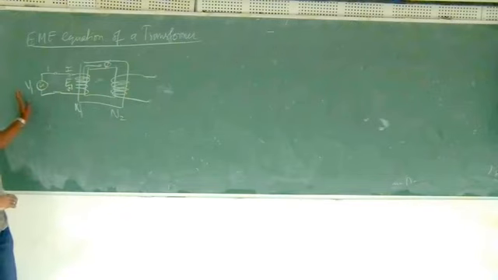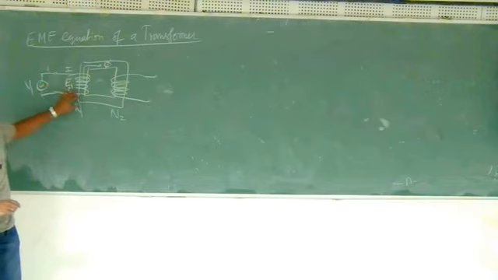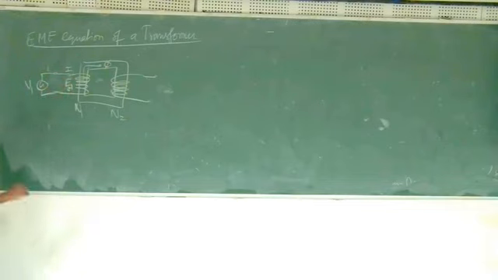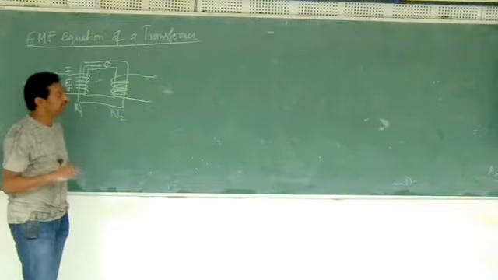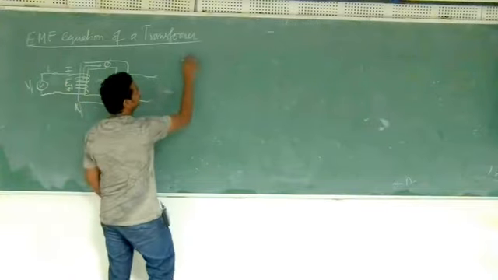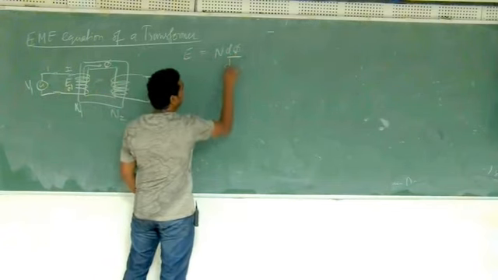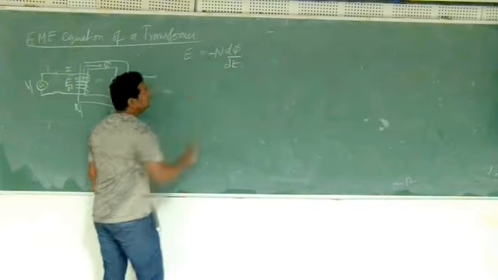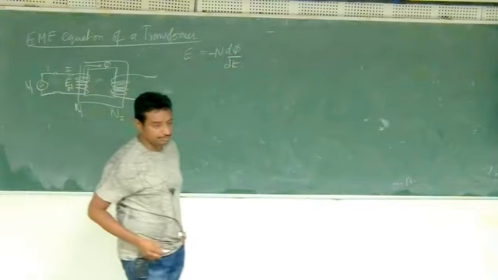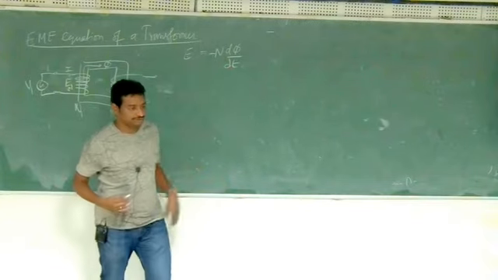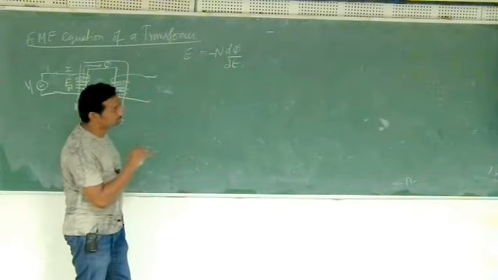So what is the relation between V1 and E1? V1 is the terminal voltage which is applied, and E1 is the EMF induced in the first winding. If you don't consider any voltage drops, then both are equal. Now from Faraday's laws of electromagnetic induction, there is this expression: E equals N d phi by dt. There will be a minus sign just to indicate that it is opposing the cause of the change in the flux. This is the basic law.